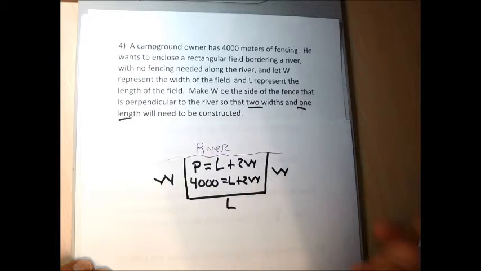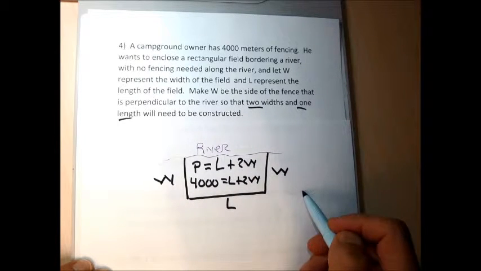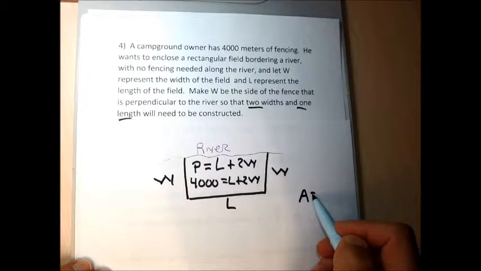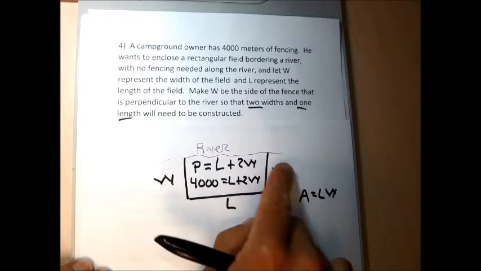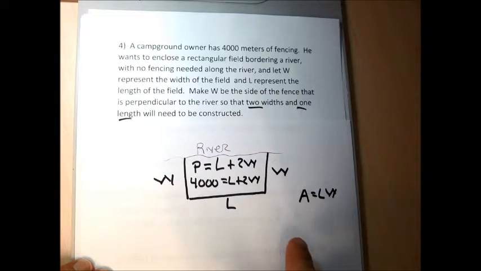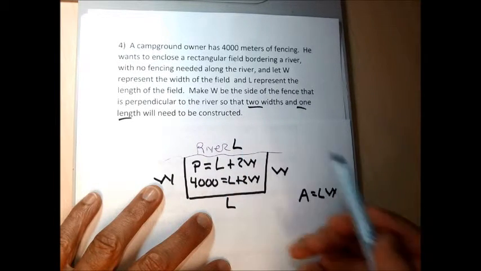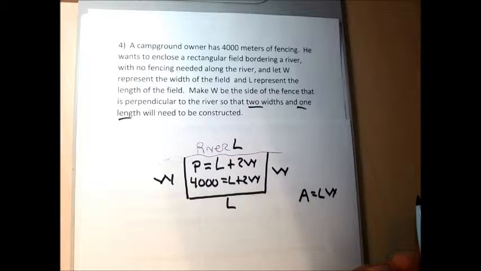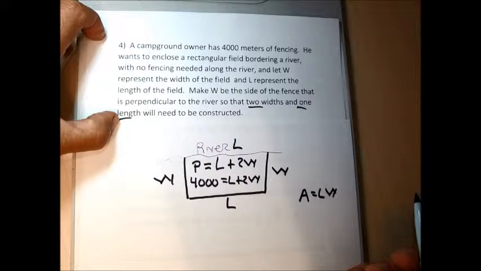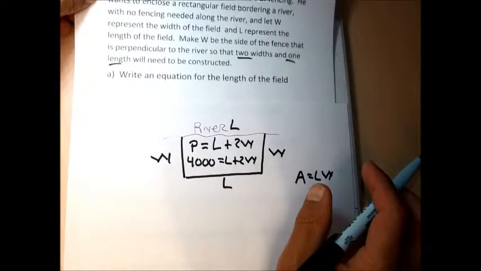I also know that the area of this is a rectangle, and the area of any rectangle is length times width, regardless of what I'm doing in terms of constructing. This rectangle that I drew, it's a rectangle. This side is still a length. I'm just not making some fence on this side, but it's still a rectangle. Its area is length times width. I'm going to need that in a bit. So this is the information that I can generate from the first little paragraph. And now I'm going to move on.